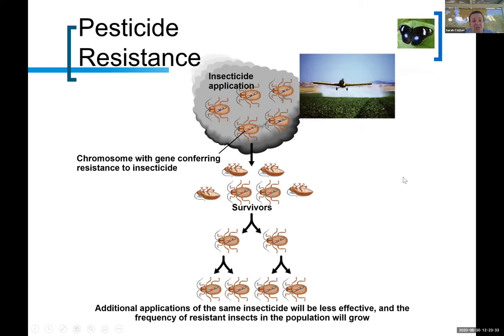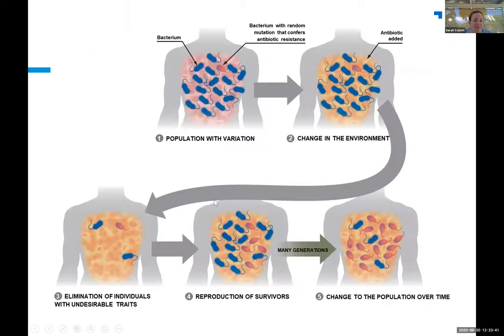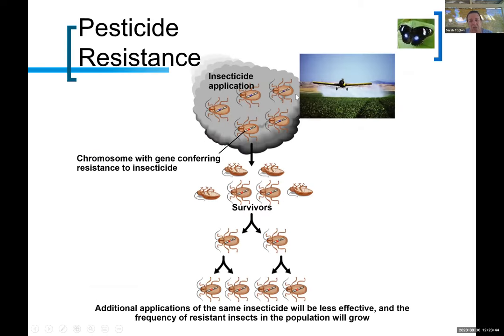A similar thing happens with pest insects and pesticide. Okay. So if the bacteria thing is sort of confusing, maybe look at this example and think about this, right? So if you have a field, here's a field filled with pests that are eating your crops, right? And you apply an insecticide, what you're going to do is you're going to kill the majority of them, but there might be some individuals that are a little bit resistant to that particular insecticide.